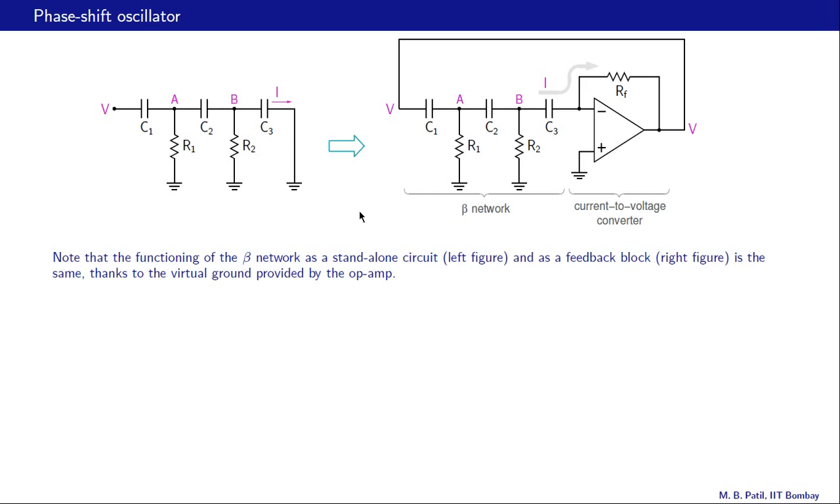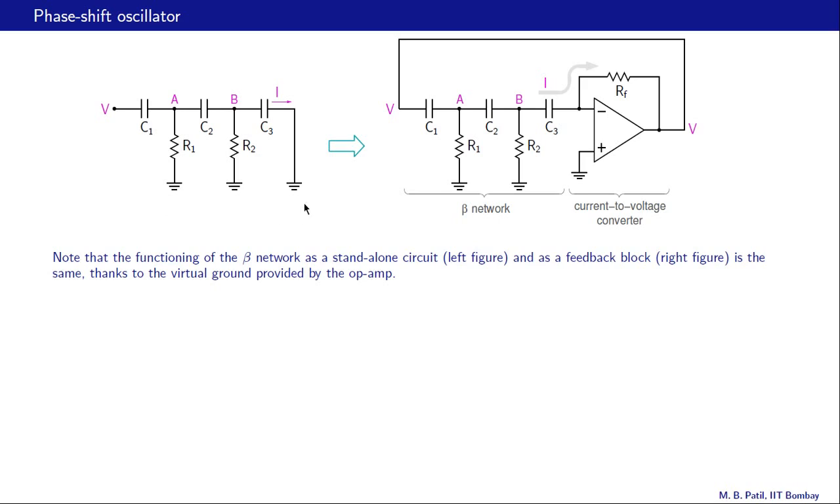Okay, we can now combine our beta network with a suitable amplifier to make up the complete phase shift oscillator circuit, and that is shown over here. This is the beta network and this is the amplifier. Shown on the left here is our beta network as a standalone network, and this is what we considered earlier to derive the relationship between I and V here.